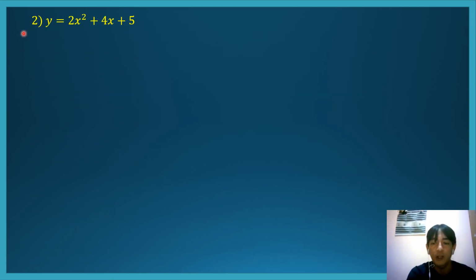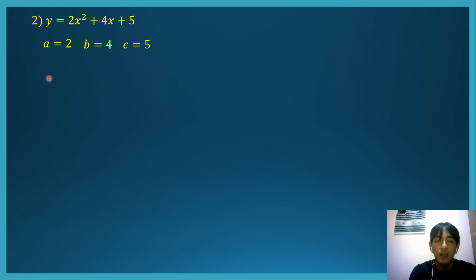Let us go to another example. So, number 2 na tayo. Y is equal to 2x squared plus 4x plus 5. So, ganun pa rin. Identify natin yung A, B, C. So, ang A natin dito will be 2. Ang B natin will be 4. And C is 5. So, tignan mo maigi kailangan naka-order siya in quadratic term, linear term, and then constant term.